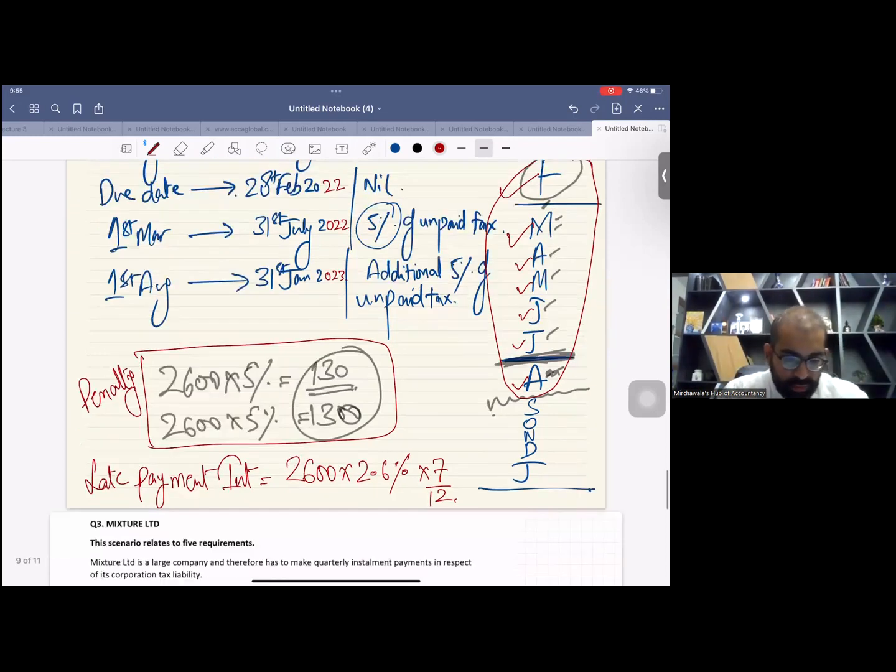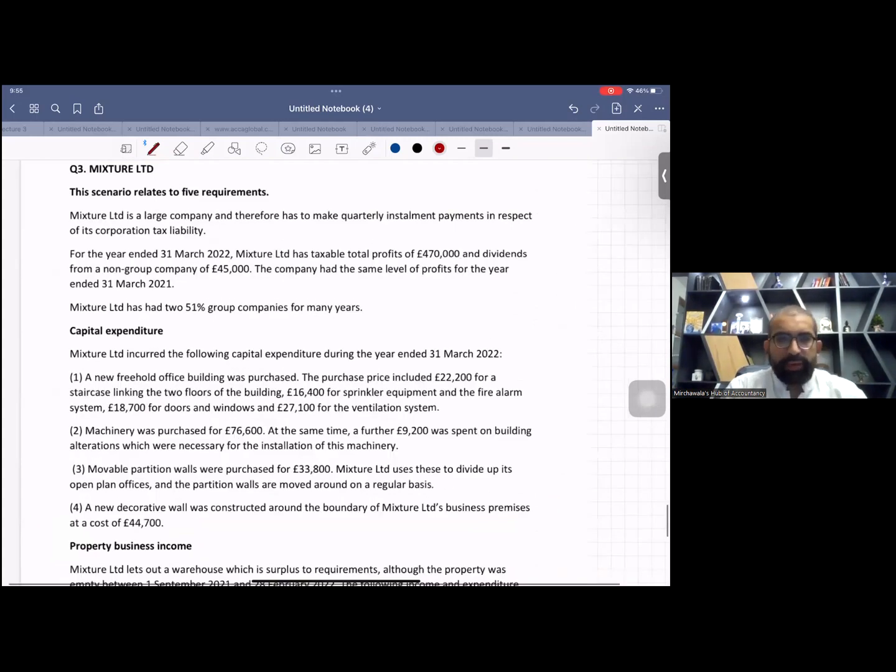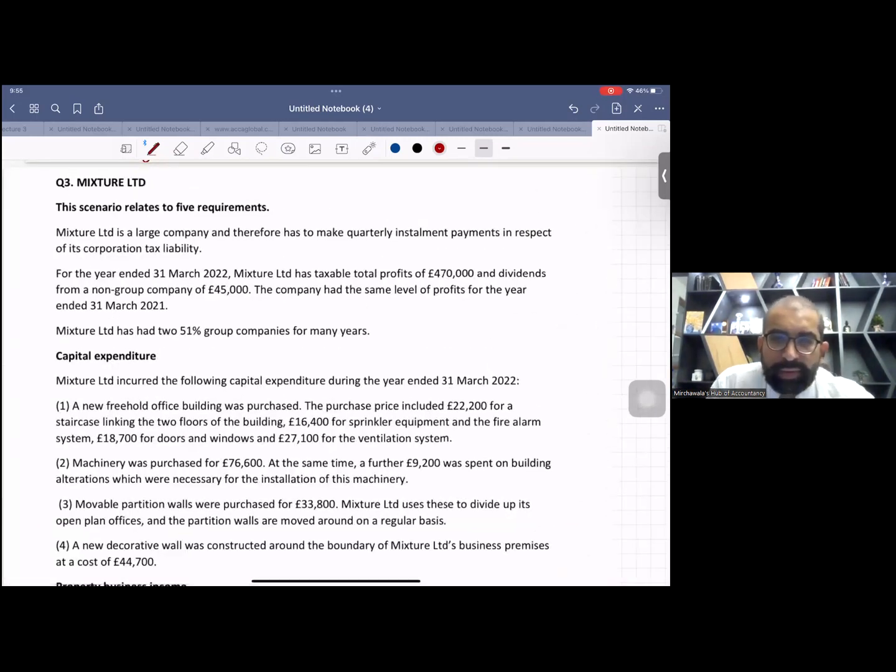Okay. So now we have our last question. Students, no, that's for penalty. That 28th Feb was penalty. After 28th Feb, first penalty is due. Interest is something different. Late payment interest is something different. This is for exact months. Next thing.